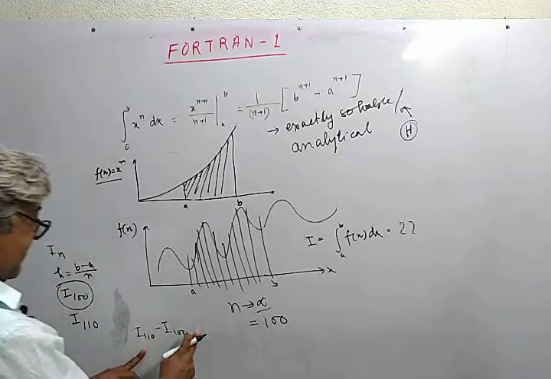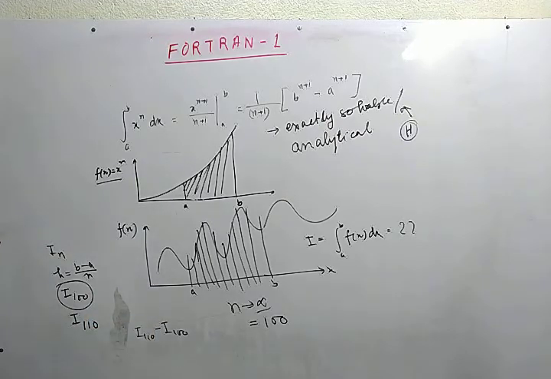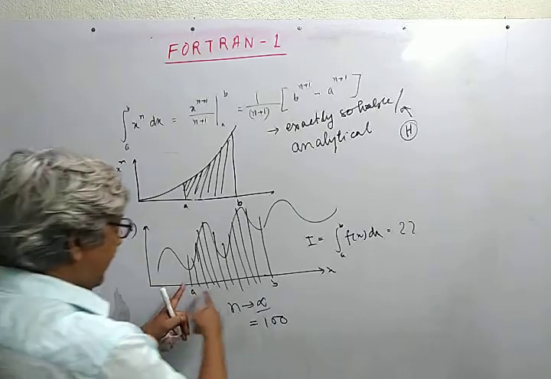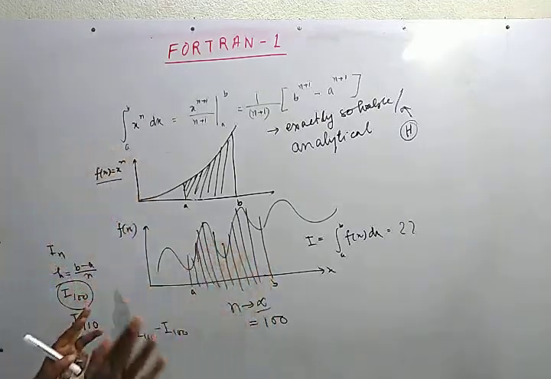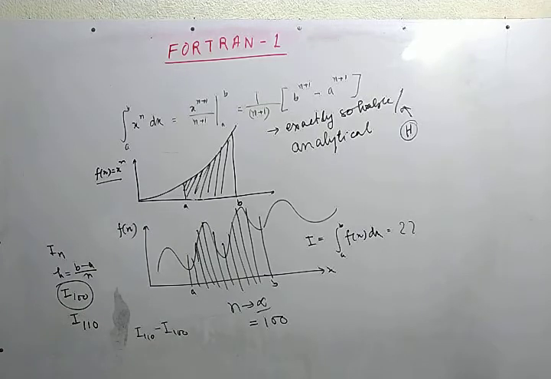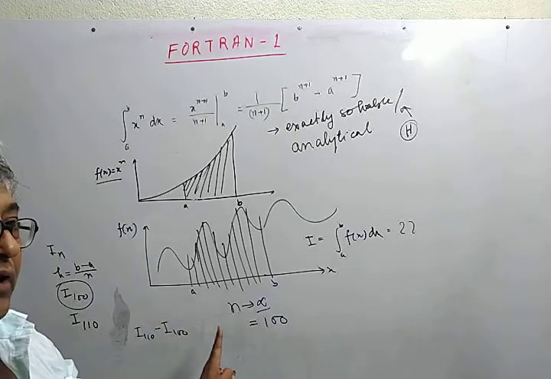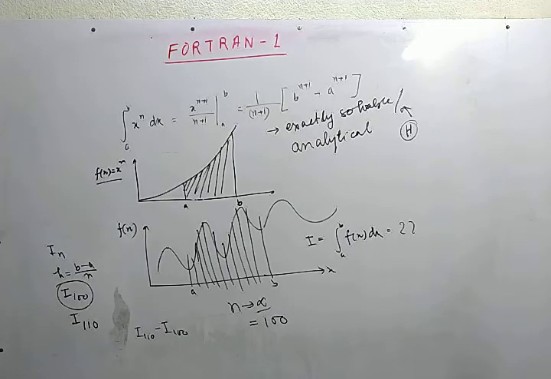If this difference is within my tolerance limit, the tolerance limit has to be set by the user. Say for example, we want to calculate the value of the integral which is correct up to 3rd decimal place. Then we must say that if these two values are the same up to 4th decimal place, then we say the result is correct up to 3rd decimal place. If not, then what is to be done?